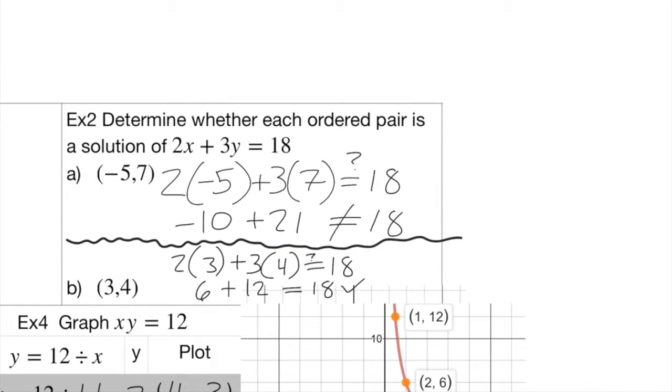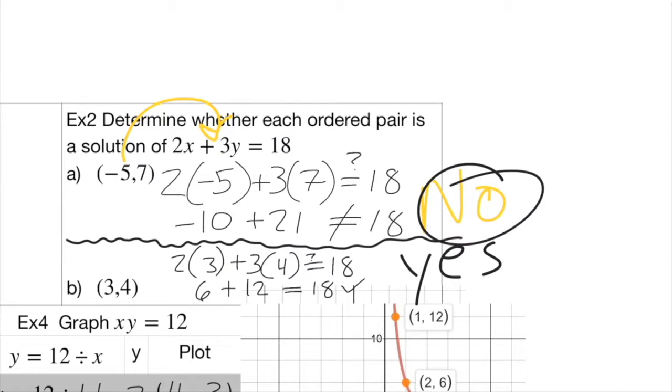Example number 2, determine whether each ordered pair is a solution of, and they give the equation. So all you got to really do is take these numbers and plug them in. Negative 5, comma 7, when you plug it in, becomes negative 10 plus 21. Is that equal to 18? No, it's not. But when you take 3 and 4 and plug them in for x and y, you get 2 times 3 is 6, 3 times 4 is 12. Is that equal to 18? Yes, it is. So these are each no or yes kinds of questions.